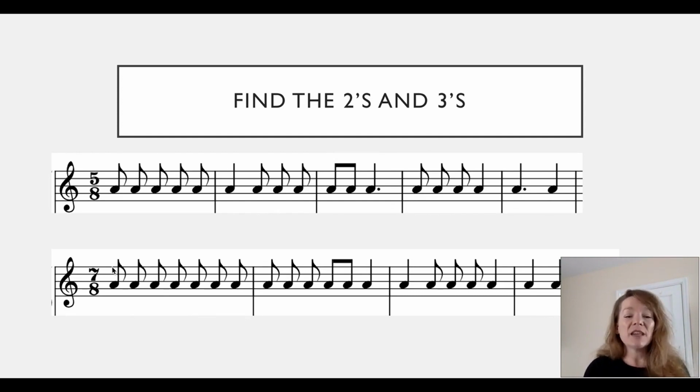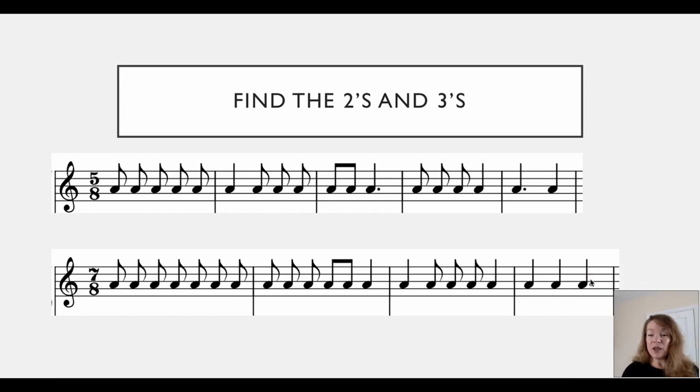Let's look at the bar of 7/8. Of course, we know we have 7 eighth note pulses worth of rhythm in the bar. 7/8 can be broken down into 3 plus 2 plus 2, or 2 plus 3 plus 2, or 2 plus 2 plus 3. So the larger number of pulses per bar determines the number of groupings or the possibilities that you can have within that bar.